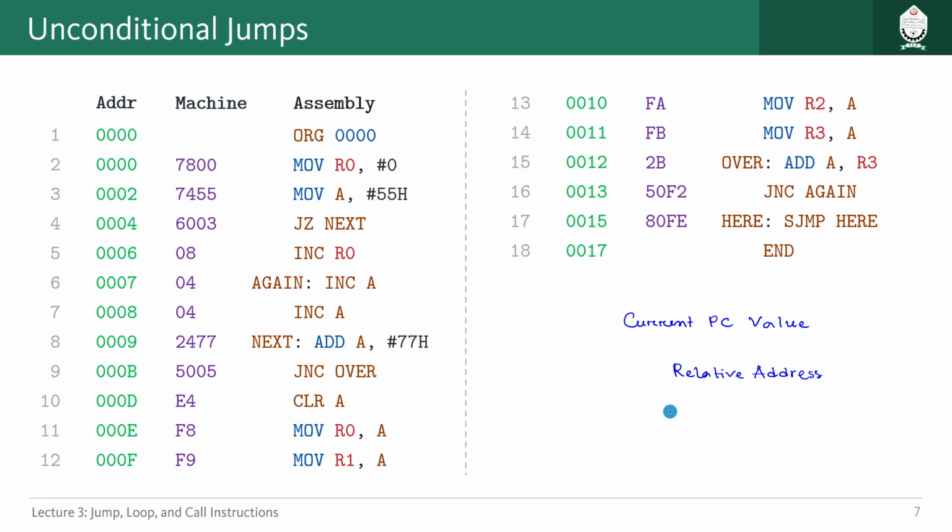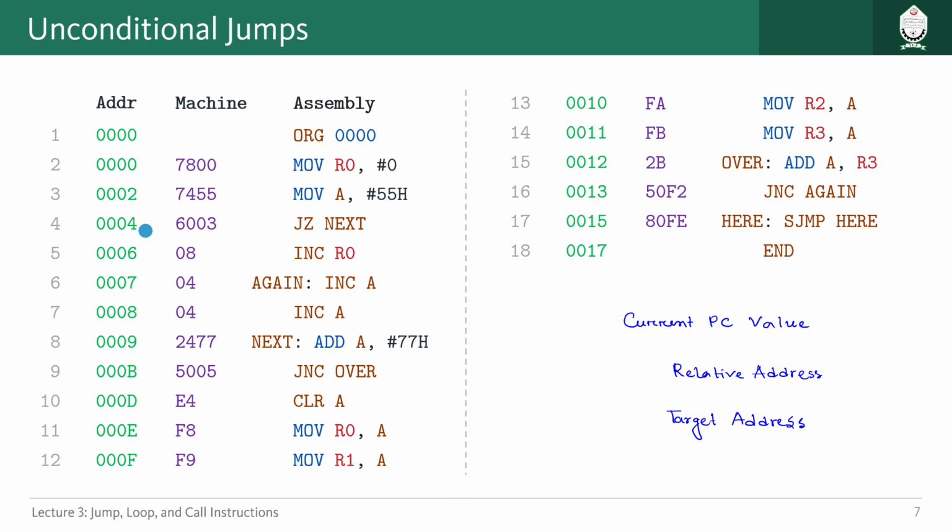And the last one is target address, right? Okay. So what is the current PC value? PC means program counter, right? So each time you are executing a line, what should be the value of the program counter?